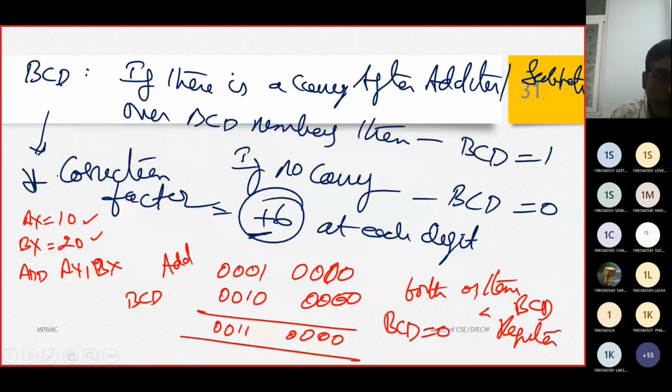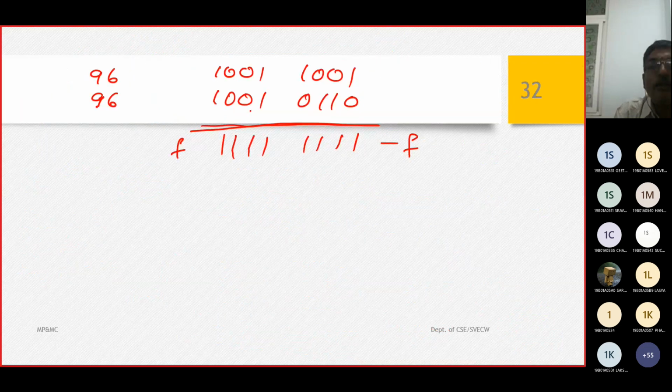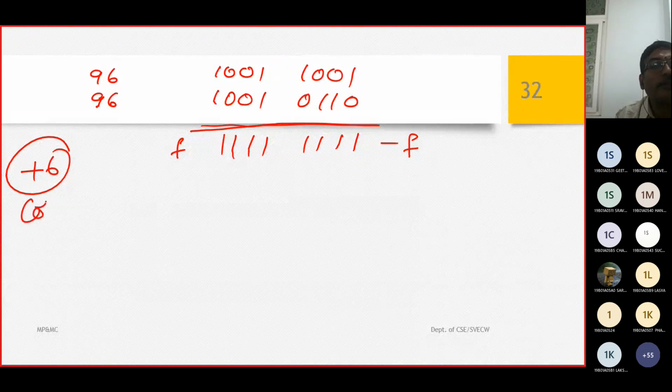But the definition of a binary coded decimal number system was, minimum value was 0, maximum value was 9. So I am going to add plus 6 as a correction factor here.